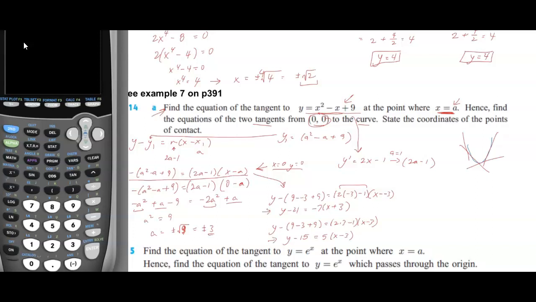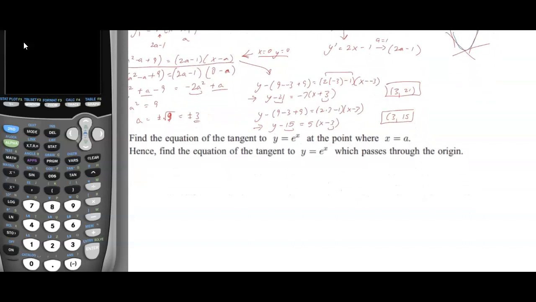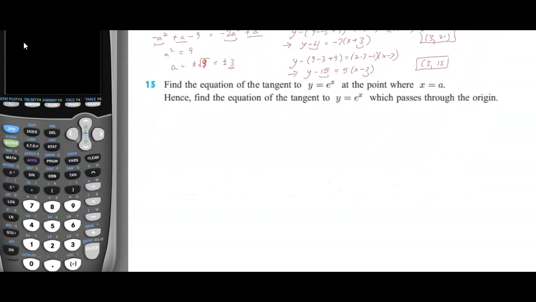And then it says, state the coordinates of the point of contact. Oh, the point of contact of each one, it's going to be 3, 21 and 3, 15. Okay. All right. Last one on the page, number 15.